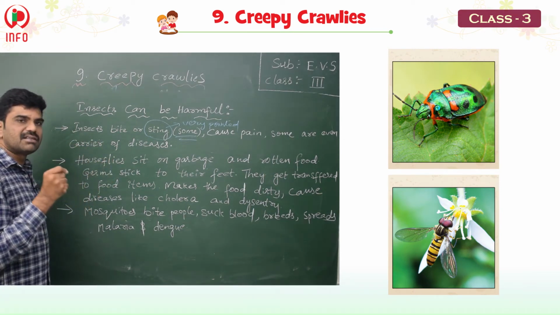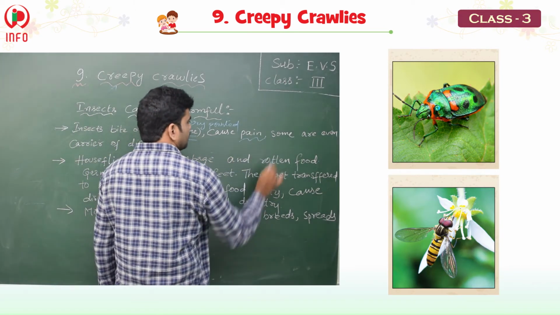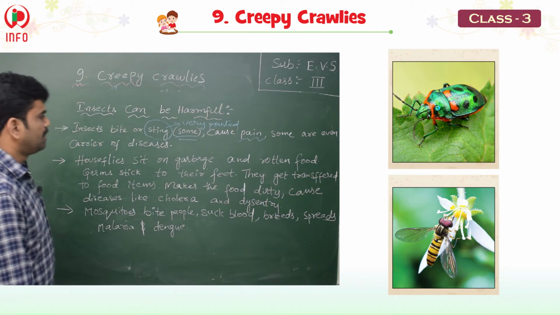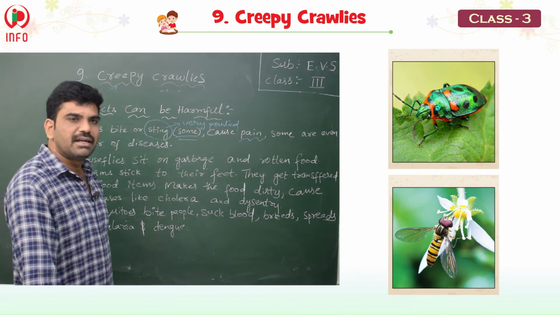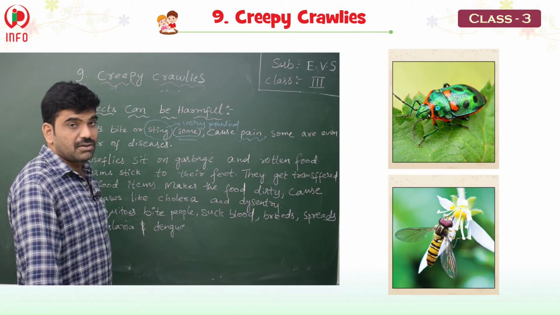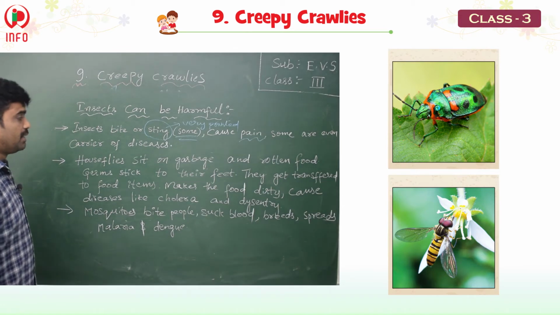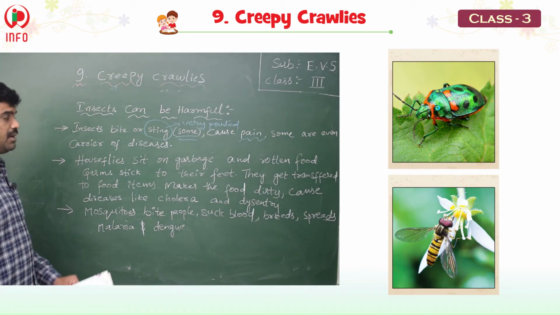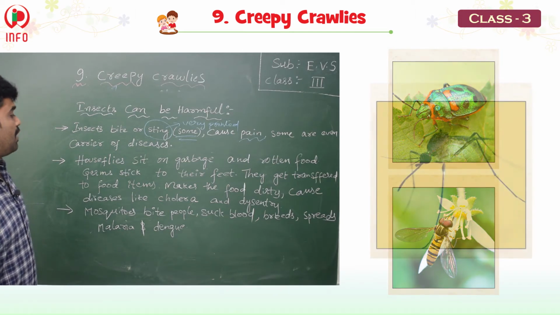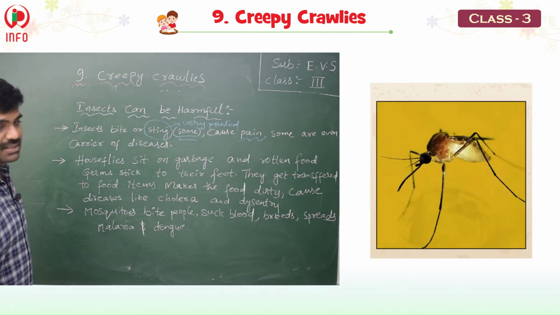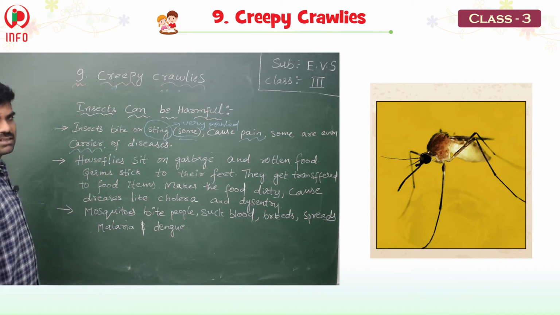When they bite or sting, what happens, children? It causes pain. This is a common feeling that whenever any insect bites, like a mosquito, definitely it causes pain. Like that, so many insects are there. Like a scorpion, it can sting. Some insects can bite. Some are even carriers of diseases. Carrier means they will spread the diseases.